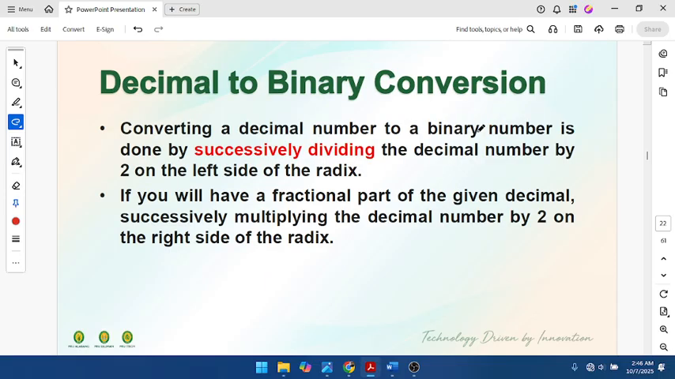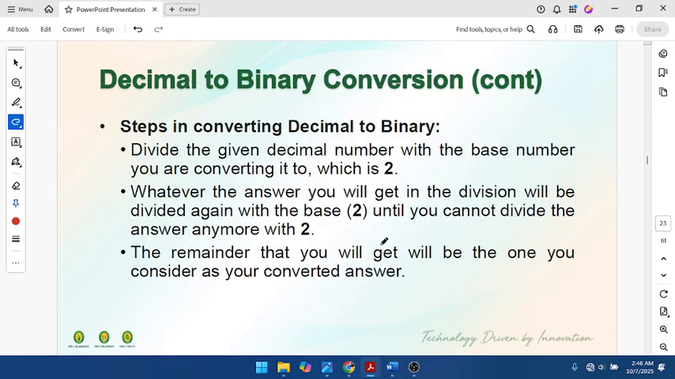Okay? So, next is decimal to binary conversion. Converting a decimal number to a binary number is done by successively dividing the decimal number by 2 on the left side of the radix. If you have a fractional part in the given decimal, successively multiply the decimal number by 2 on the right side of the radix. Okay, so these are the steps.